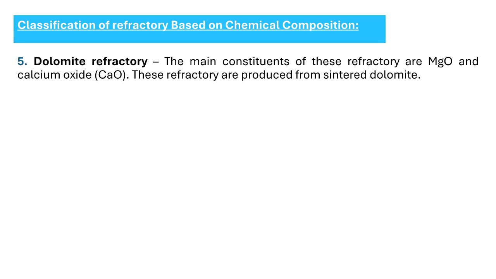Their big advantage is that they offer good performance at a lower cost, making them a more economical alternative to pure magnesia in many applications. But there's one important limitation. Dolomite refractories are sensitive to moisture. If exposed to humid conditions, they can absorb water and deteriorate. That's why proper storage and careful handling are essential to maintain their properties. In short, dolomite refractories provide a cost-effective solution for basic slag environments as long as they are protected from moisture.